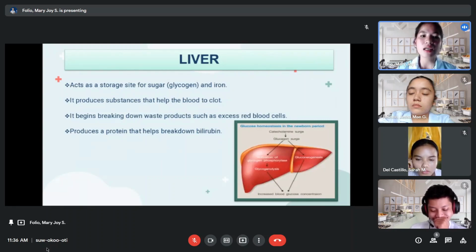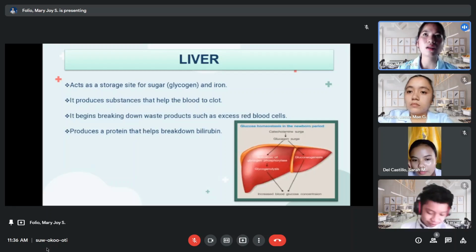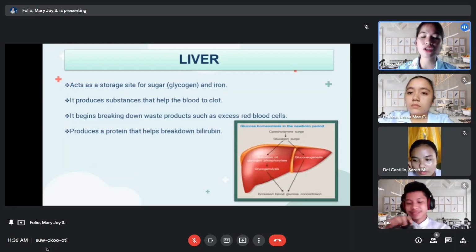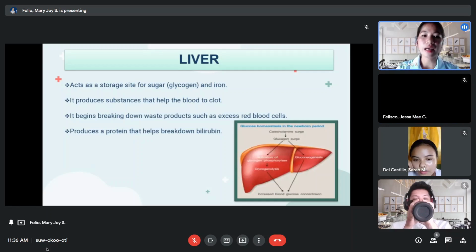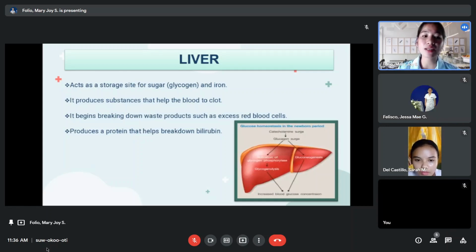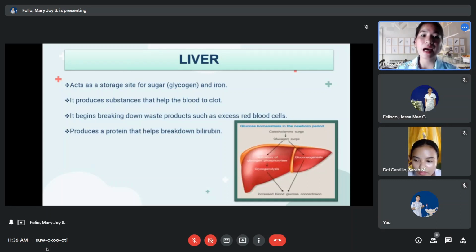postnatal period. So the essential liver functions can be classified into three categories. So we have the metabolism, the detoxification, and bile synthesis. So in general, the immature liver function has limited consequences on the healthy term neonate. However, preterm newborns are particularly susceptible to the effects of the immature liver functions, placing them at risk of hypoglycemia, hyperbilirubinemia, bleeding, and impaired drug metabolism.